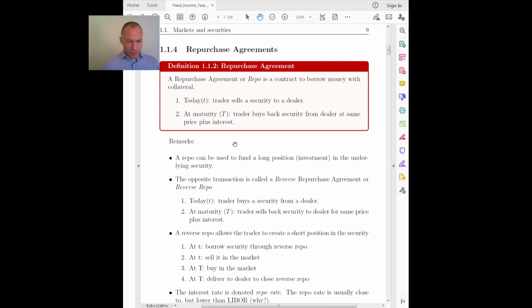One important type of trade that we can do with government bonds are repurchase agreements. So let's define what they are.